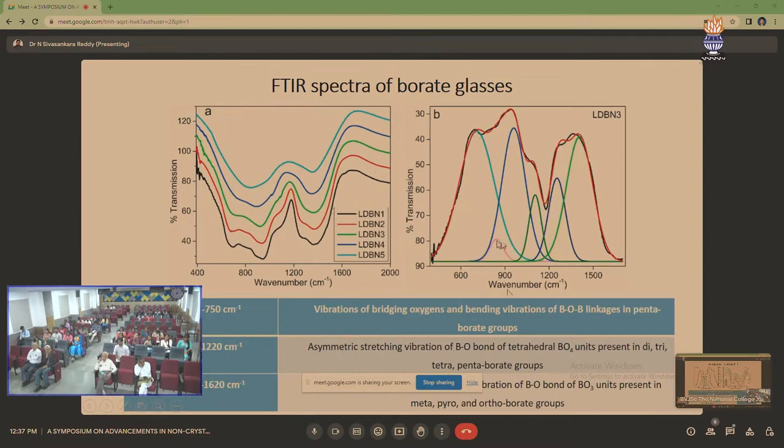One peak is around 800. Another peak is around 950. Another peak is around 1,050. It can be clearly seen. Each peak is associated to a particular vibration. Also, the peaks are resolved between 1,200 to 1,500. You can see there are two peaks which are resolved. Even they are associated to a particular structural group present.